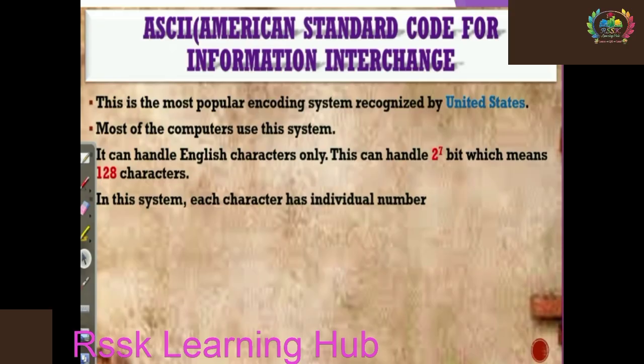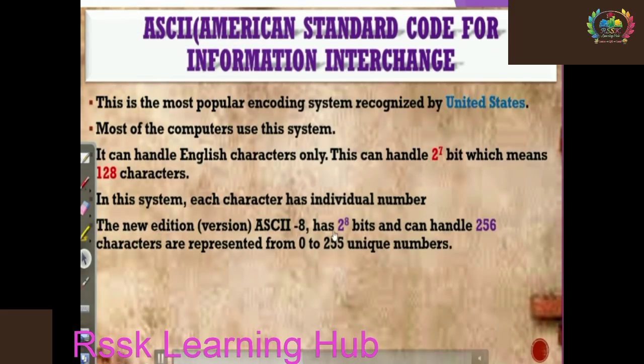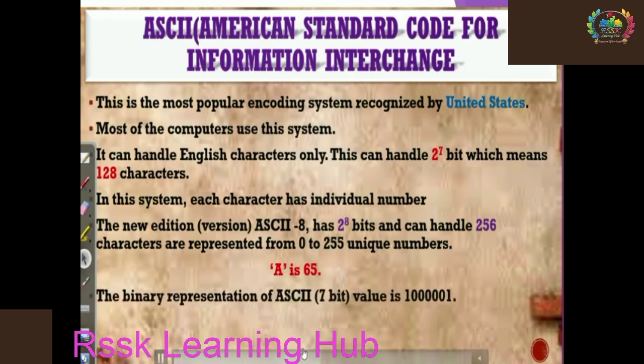In this system each character has an individual number. I will show you the reference table for all the codes after explaining the concept. Next, the new version, ASCII 8, will handle 2 power 8 bits. So totally it can handle 256 characters, and the character value ranges from 0 to 255. That is your unique number value. For example, A is one character, its ASCII value is 65. It may vary for capital and small letters too.